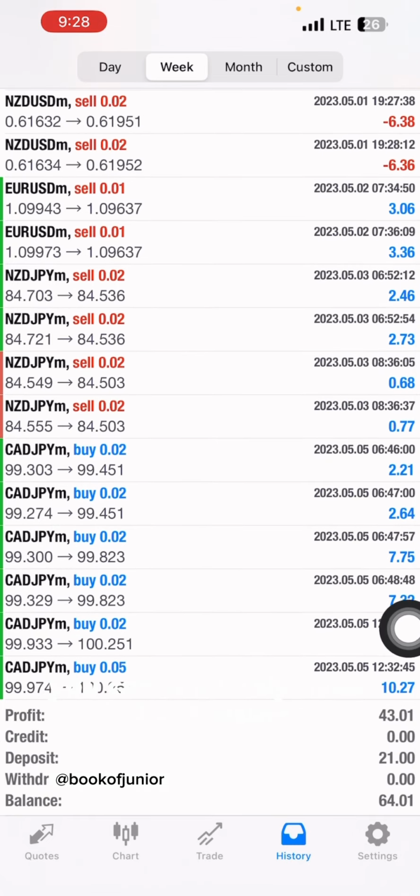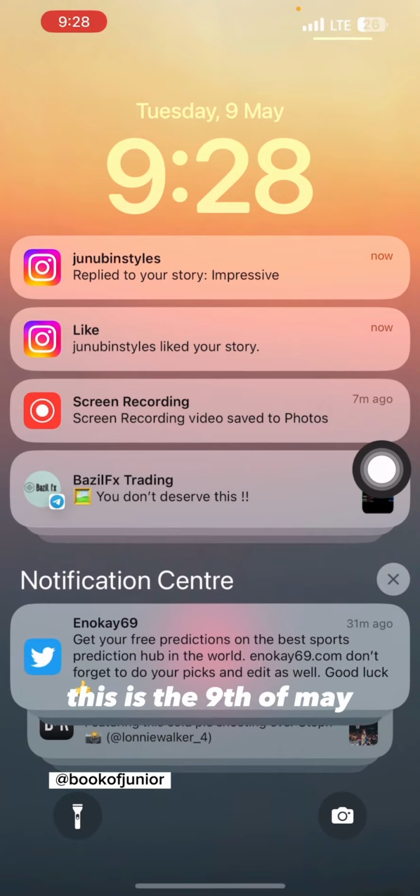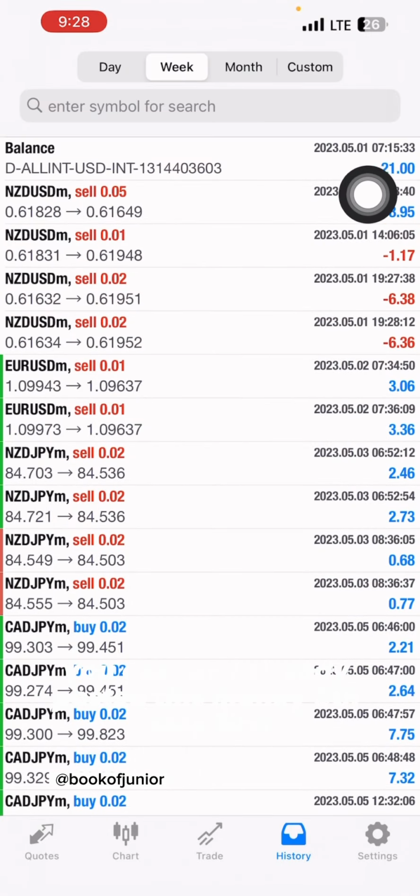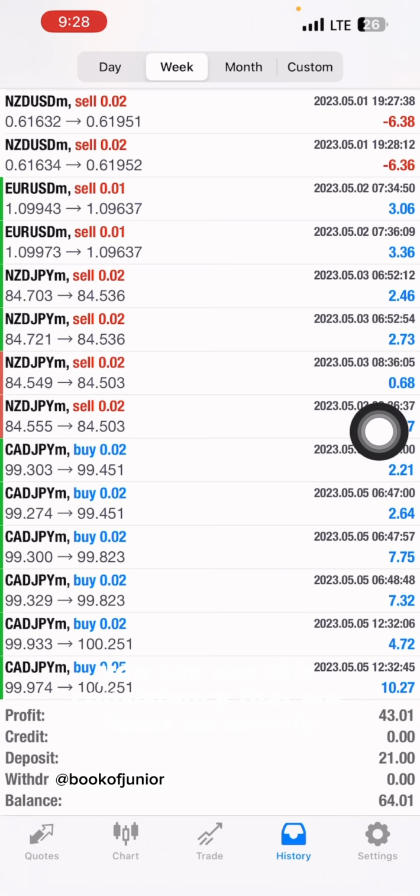You can see I only have 1, 2, 3 losses. This month has just started. This is the 9th of May. You can see I deposited this money 5th May first, and I took my first trade on that same day. You can see it's consistency that we focus on mostly.